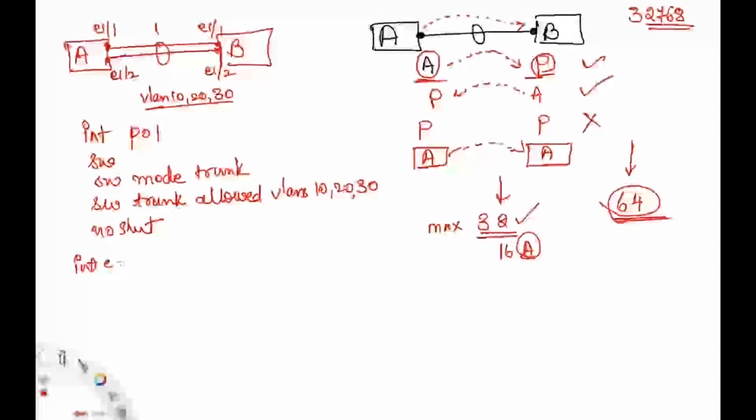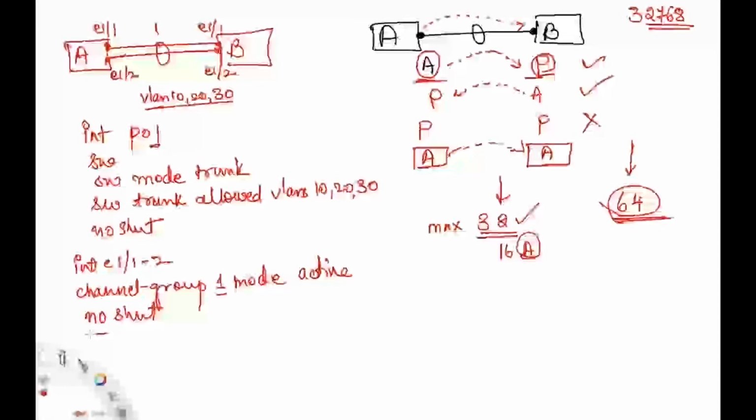Then go under the interface level, 1/1 and 1/2, channel-group 1, because your port channel ID was 1, mode whatever mode you want to configure. I'm giving it as active, and no shut. Please do give a no shut, like I've mentioned multiple times, whether it's a physical interface, a port channel, an SVI, or a loopback. Please be in the habit of giving a no shut.